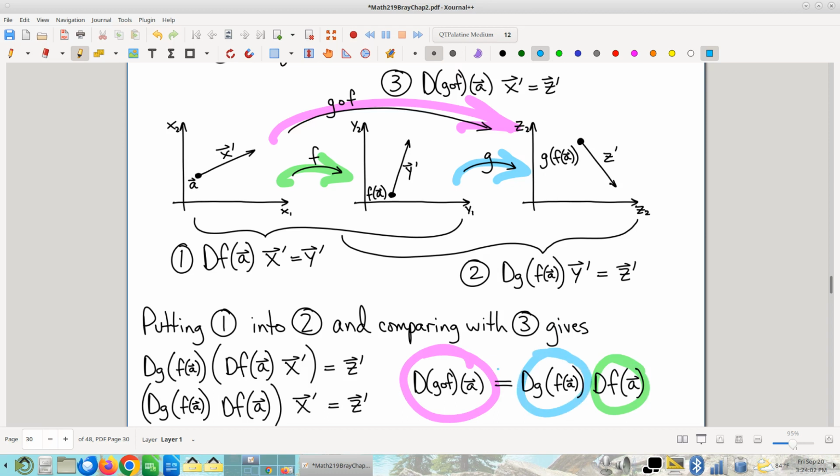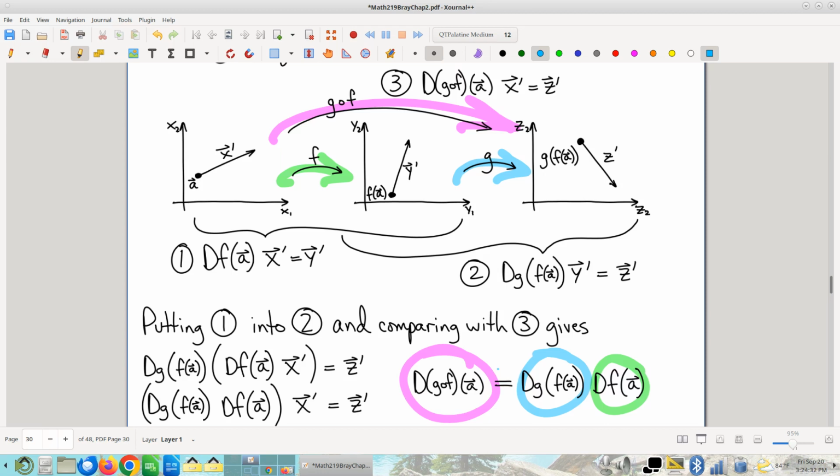If I, just to get explicit about it, start with some vector x prime, and I want to turn it into y prime, and then I want to turn that into z prime, well, I'm going to multiply by df, and then I'm going to subsequently multiply by dg. Altogether, multiplying by the derivative of the composition is the exact same thing. It's the result of first multiplying by df and then multiplying by dg.